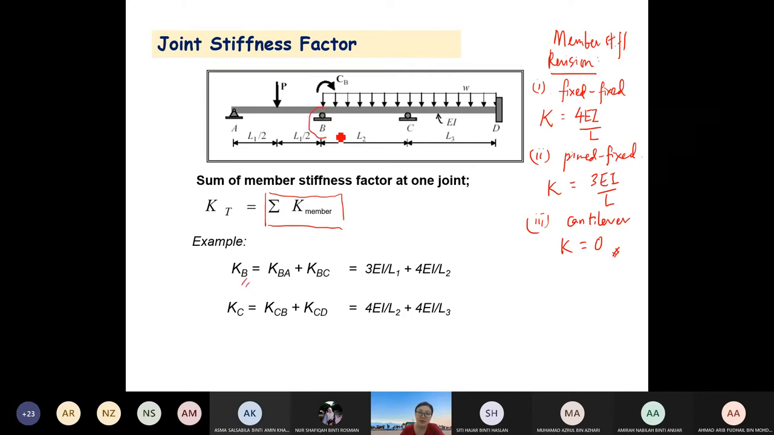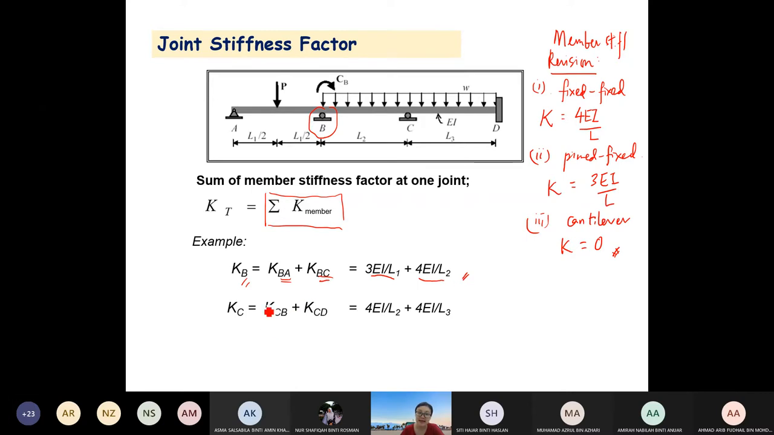Okay, at joint B, you need to see how many members attach to B. So there is member BA, I use BA because I'm referring to KB, and then member BC. You just sum up the member stiffness factors: KBA, which is pin fixed condition, 3EI over L, and KBC, which is fixed condition, 4EI over L. So you get your joint stiffness factor.